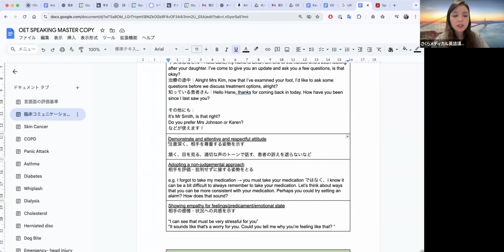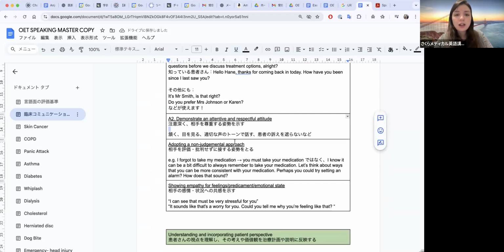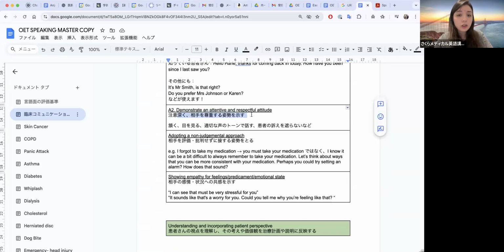Second one in relationship building, okay, so this is A2, demonstrate an attentive and respectful attitude. So basically you want to be attentive, look at them, right? Look at them in the eye, and nod and listen to them, and then speak in an appropriate tone, and don't interrupt the patients, right? So many clinicians, actual clinicians, don't do this. They don't even look at you in the eyes. But yes, so you look at them, you don't interrupt them, and you do listen to them. So that's attentive and respectful attitude.